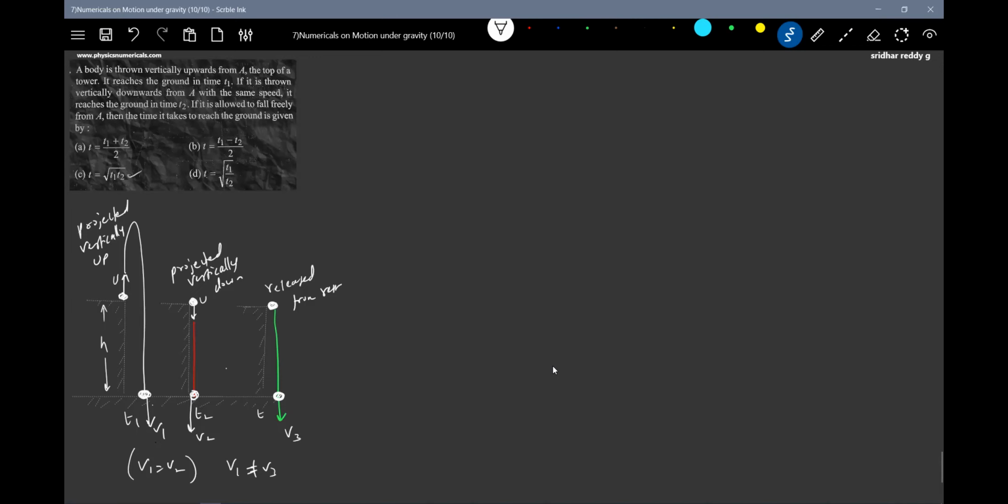Okay, let me write all the equations. Minus h, looking at this. What is the displacement? This is t equal to 0. I'll measure the time. After some time t, it will be here. Then what is the displacement? You see that it is opposite to the initial velocity. So minus h equal to u t1. Why negative sign? The displacement will be directed opposite to the initial velocity.